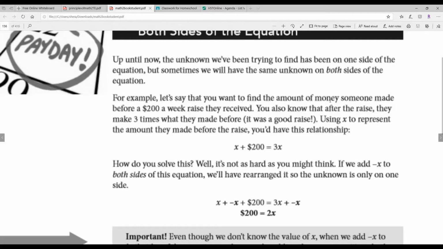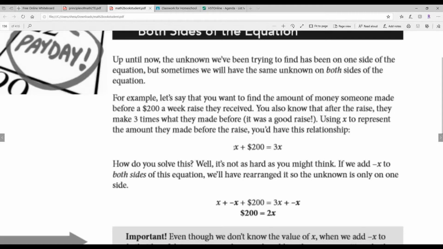You want to find the amount of money someone made before a $200 a week raise they received. You also know that after the raise, they make 3 times what they made before it. It was a good raise. So using X to represent the amount they made before the raise, you'd have this relationship. X plus $200 equals 3X.